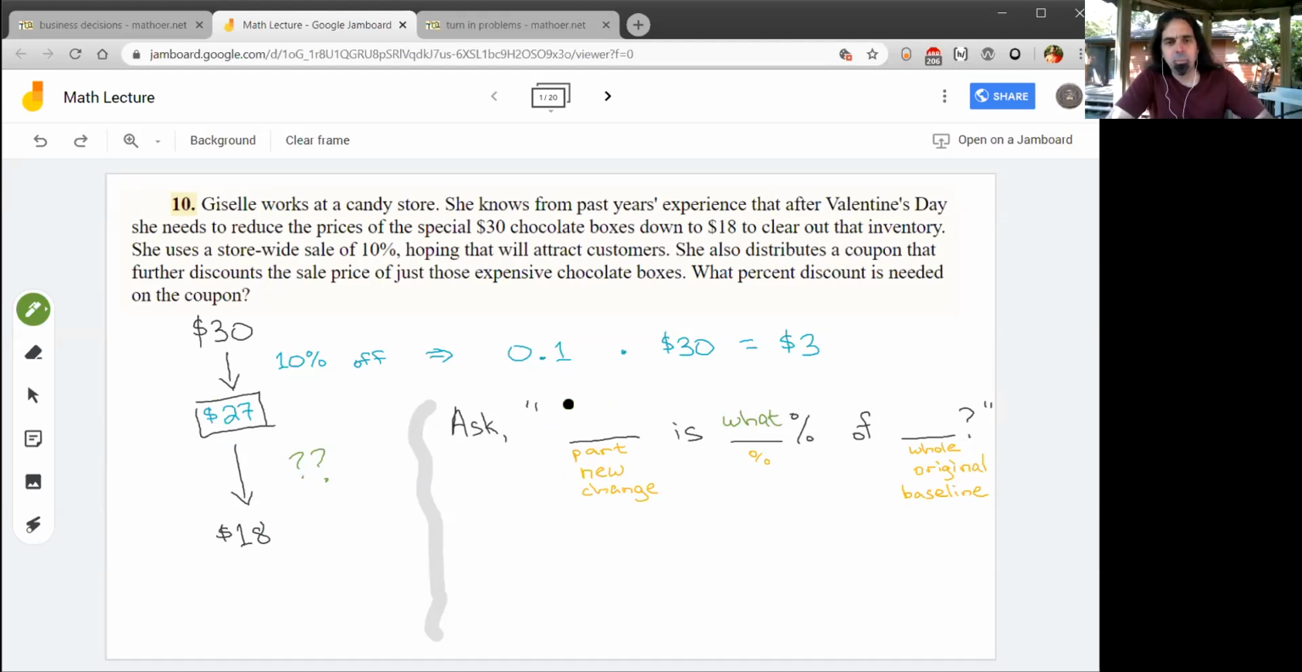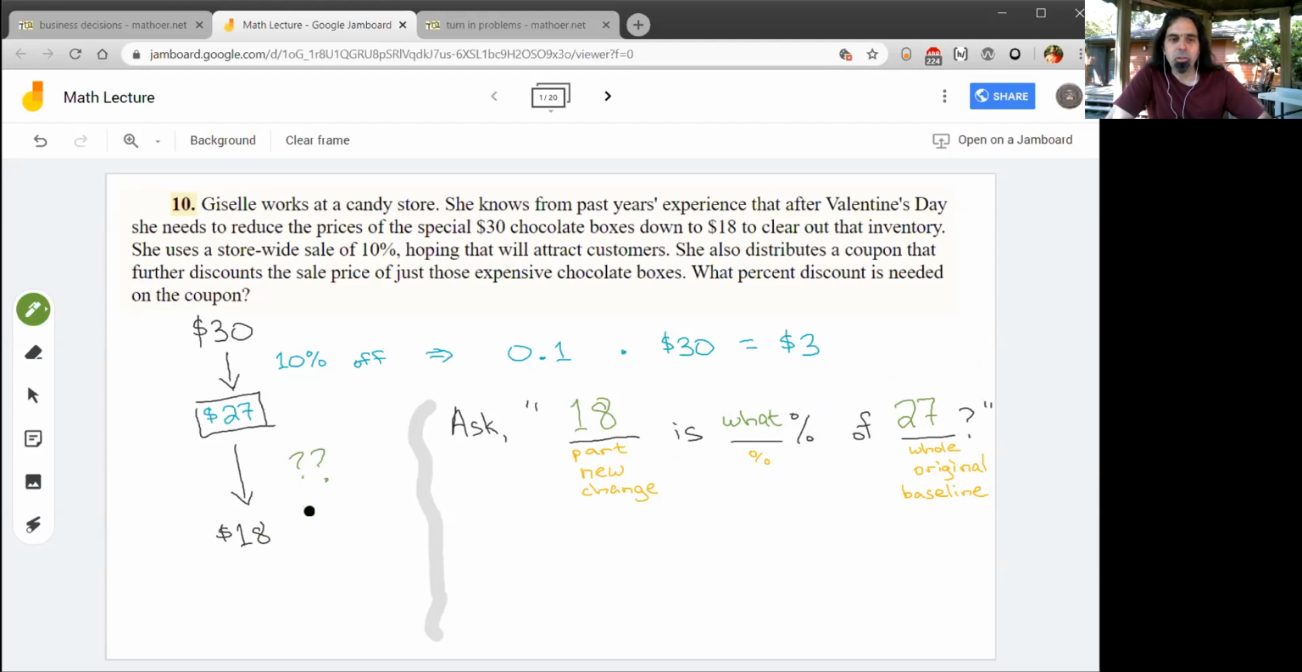Now, this is both right and wrong. If I do this, I'm going to find out 18 is what percent of 27, and I'm going to get a pretty big percentage because 18 is a lot more than half of 27. So this way as we write it is going to tell us not what percent to take off, but what percent sticks around. And then at the very end, we'll have to do 100 minus that to get the actual percent of the decrease.